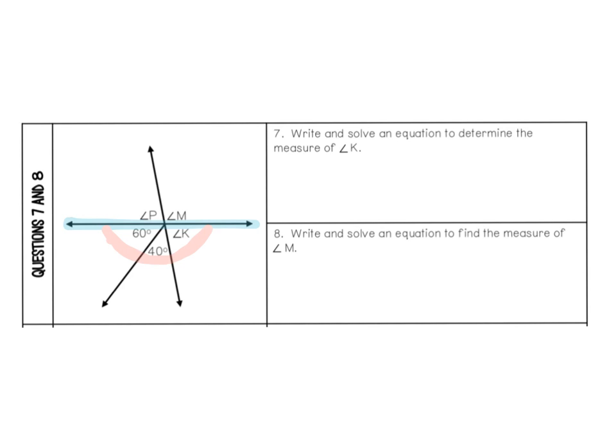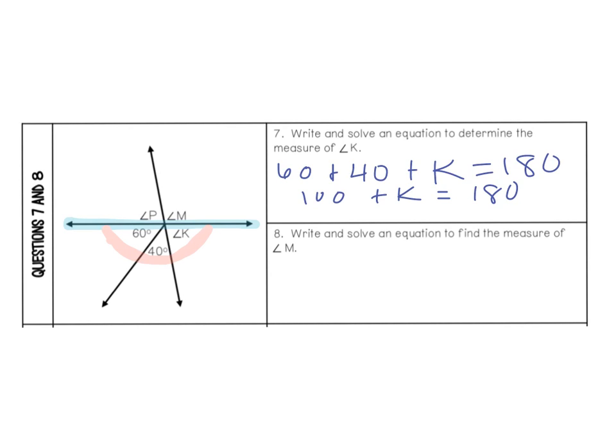So if I was solving for K, I would say 60, and I also have 40 here, so plus 40 plus K, because we're solving for K, and that needs to equal 180 because they're supplementary. So 60 plus 40 is going to give us 100. So 100 plus K equals 180.